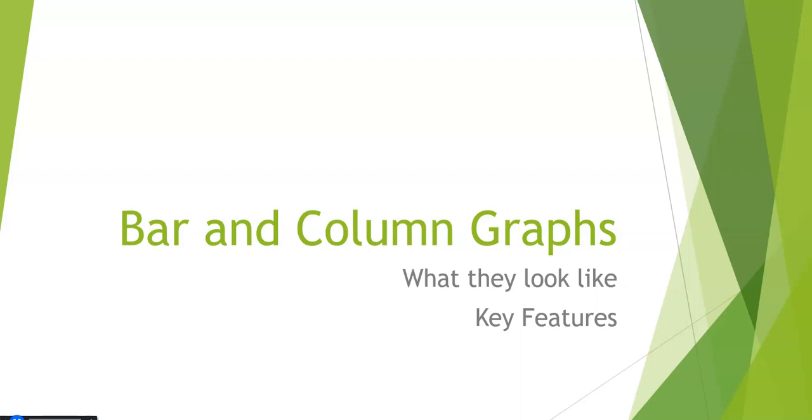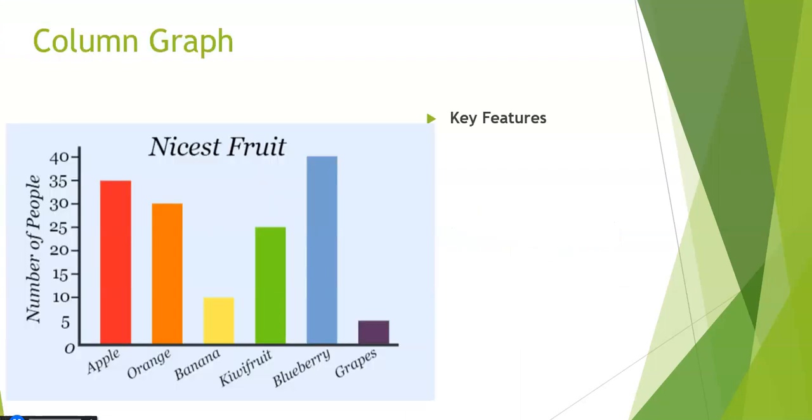In this video, we're going to be looking at bar and column graphs. We're going to be looking at what they look like and what the key features of a bar and column graph are. First of all, let's look at a column graph. We have a column graph here. It's given that title because the bars are vertical, therefore they look like columns.